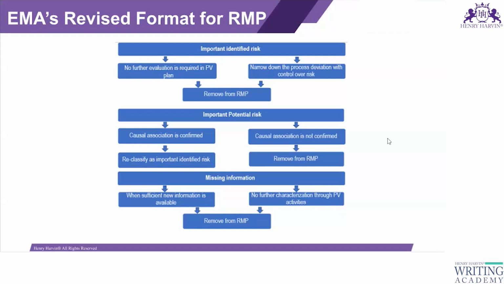Then after that, missing information. Any information for which you do not have any relevant data is missing information. When sufficient new information is available and it is confirmed that this risk is not associated with the use of the drug or it is not so serious, then it will be removed from the RMP. Or if the missing information is not characterized further by the PV activities, or no information is still available related to it, then that missing information can be removed from the RMP.